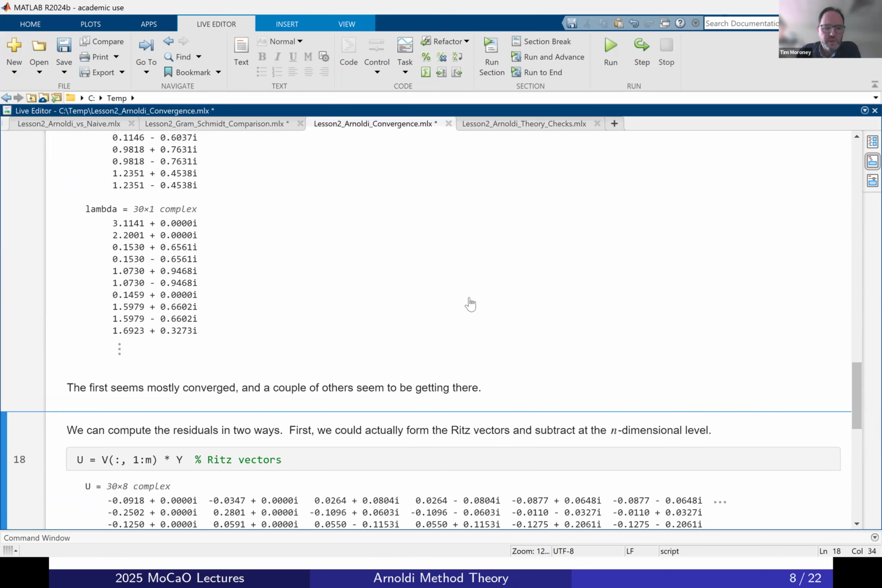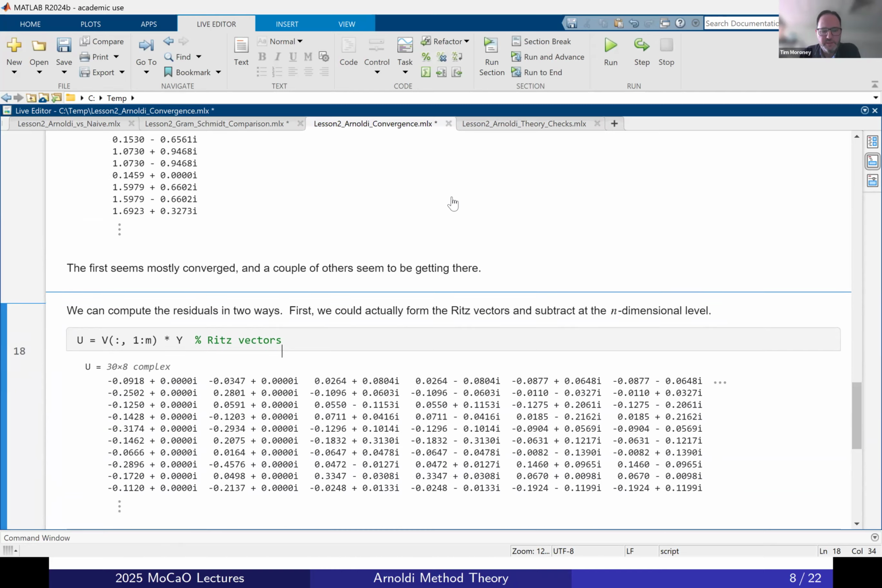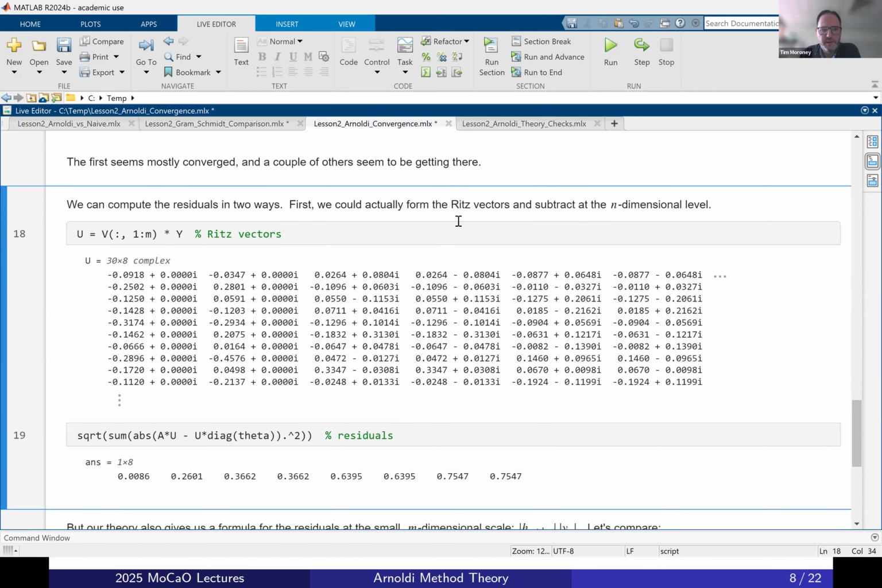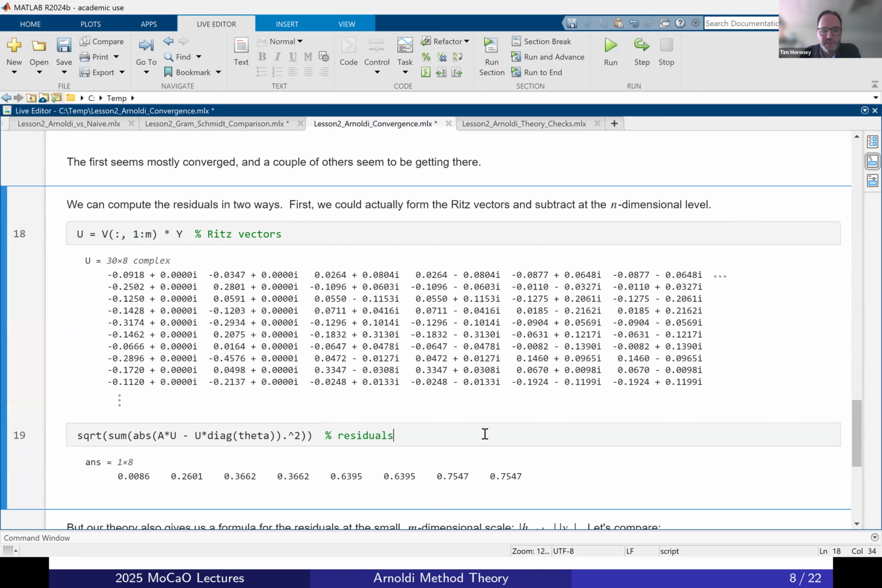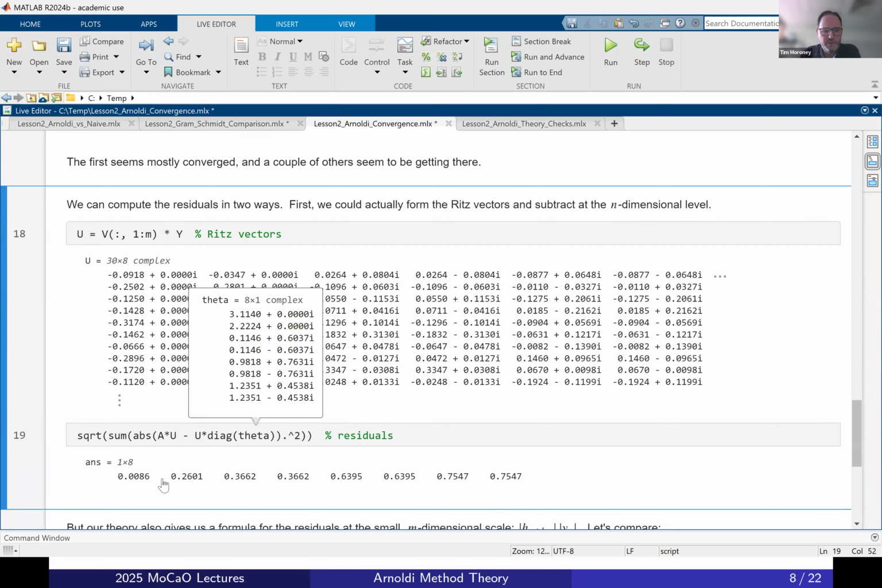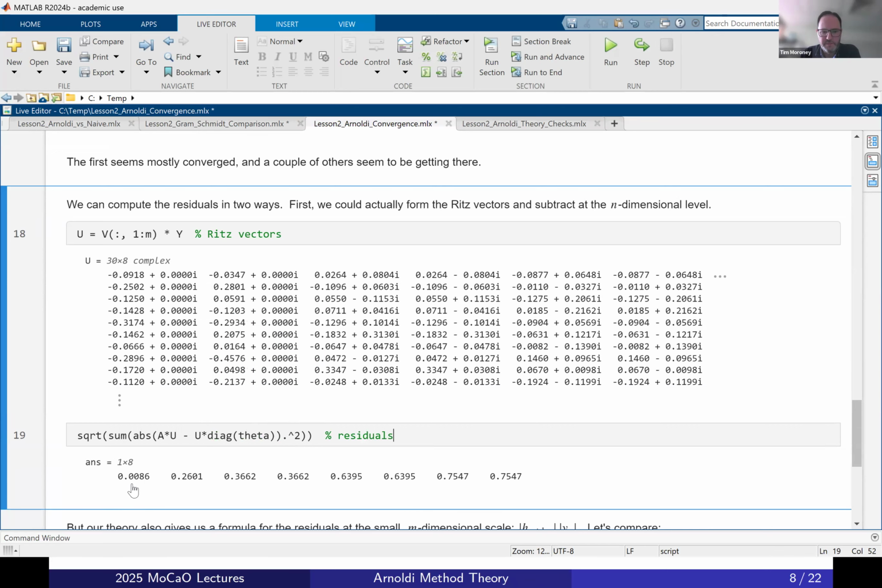Okay, so let's do what we need to do, which is check the residuals, and we'll do it 2 different ways to again validate our theory. So these are the full Ritz vectors, right? Multiplying back out by the V, and here are the residuals, right? So A u minus theta u, and yep, the first one is basically there, converged if you like, and the others maybe not so much.